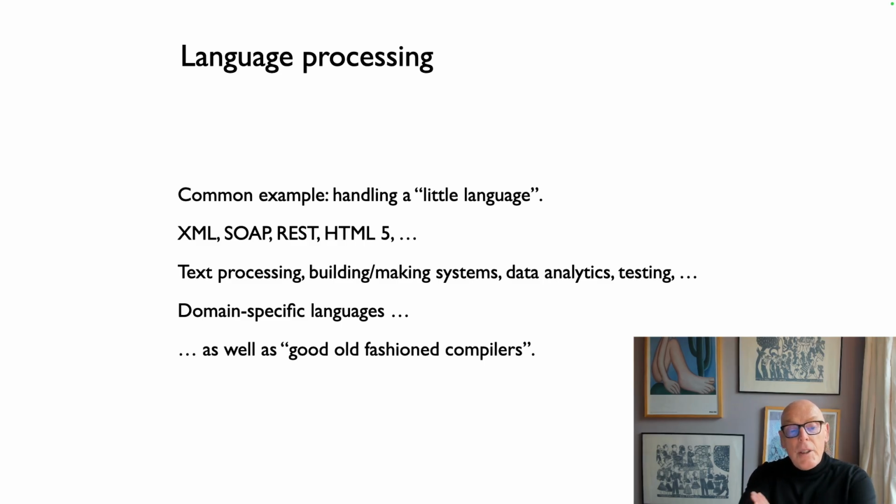You also find languages in text processing, in system build and configuration files and so on, in data analytics, in testing, and in what are called domain-specific languages. So all these areas are where formal artificial languages are processed, beyond the good old example of compilers. Probably most people don't get to write a compiler in their life, but most people do get to deal with a small language. And so an example like this is indicative of the sorts of problem you might have to deal with when you're programming.